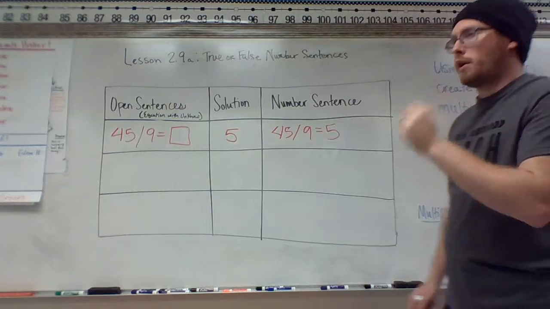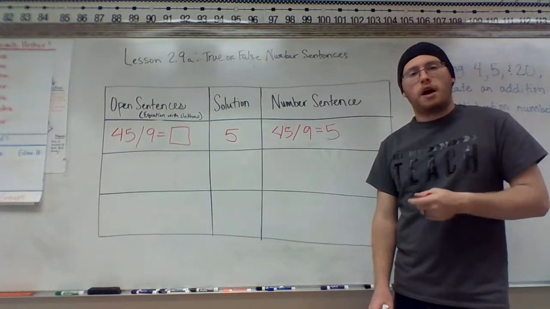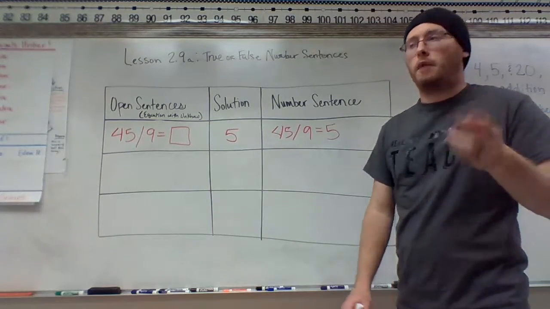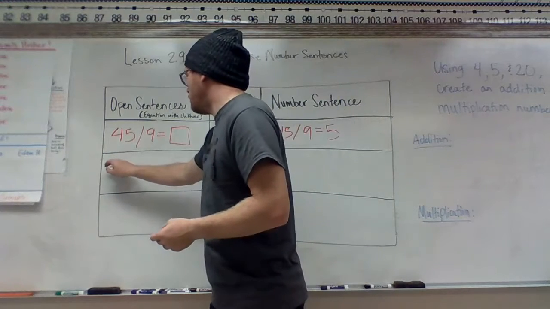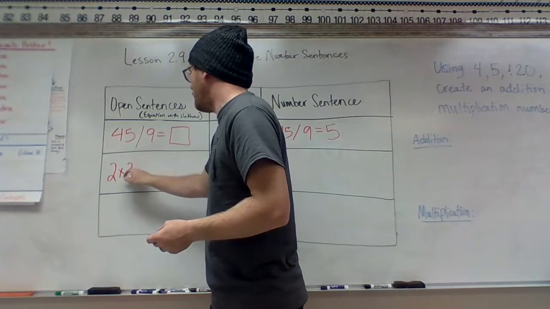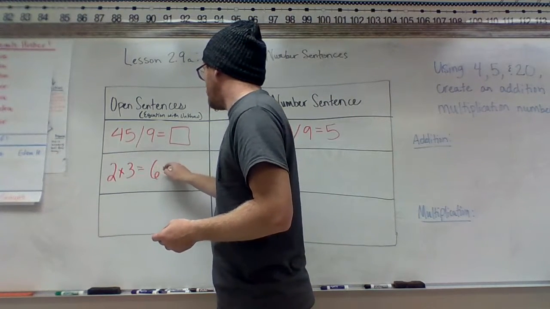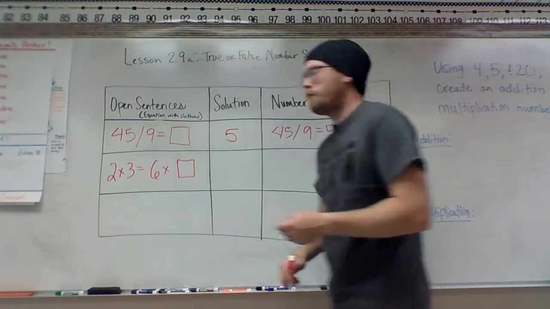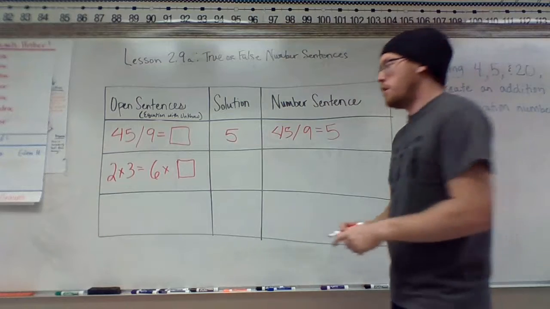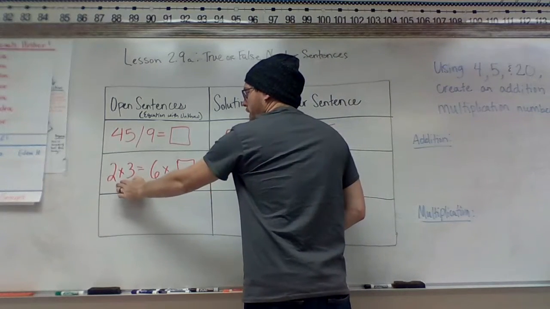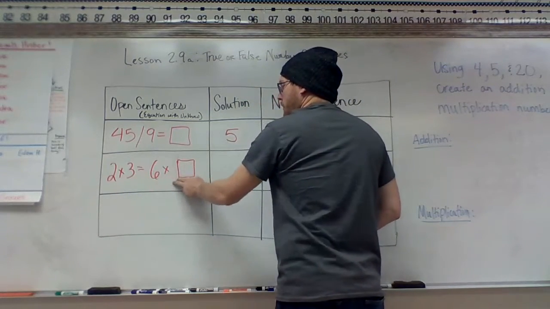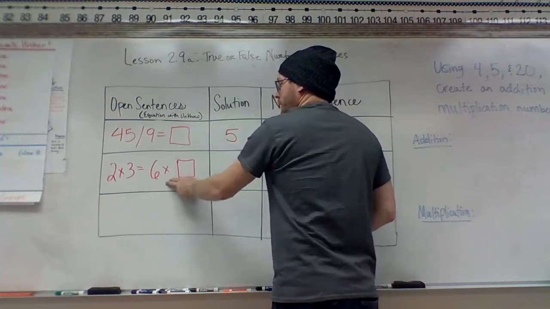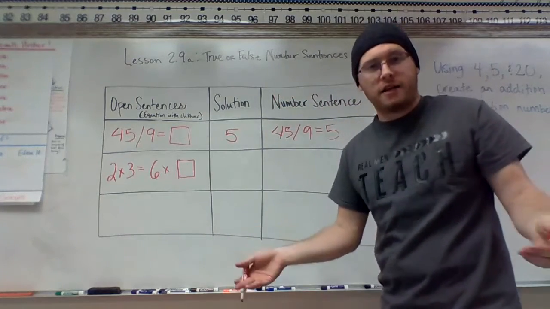All right, we're going to do one now that might be a little bit more complicated, but I'm going to help you to explain it. So we're going to do 2 times 3 equals 6 times our box. So whatever's on this side of the equal sign has to equal whatever's on this side of the equal sign. Okay, so equals, it has to equal.